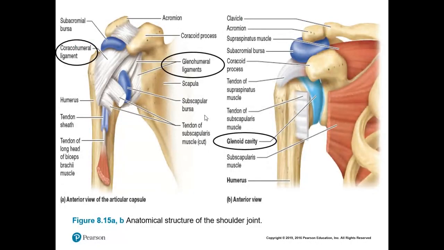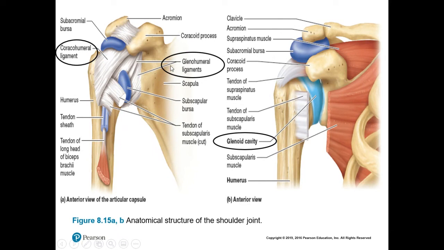Okay, we're almost done here, guys. Here we're looking at another view of the shoulder joint. What's important here is the glenoid cavity, first and foremost. The glenoid cavity is the part of the scapula that connects to the humerus, the ball or the head of the humerus right there. So that makes the joint.